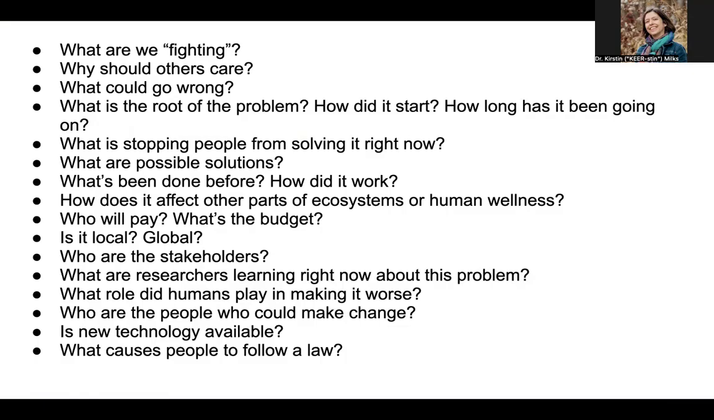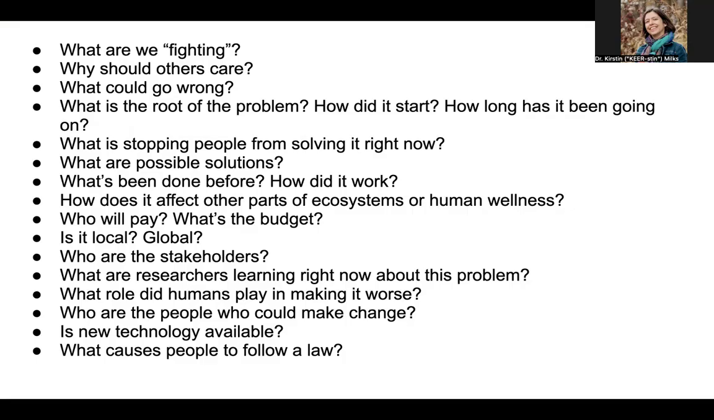I collected all of the problems for this project that we're going to return to in earnest tomorrow, and they're really interesting. Like, what are we fighting? Why should others care? What could go wrong? What's the root of the problem? How did it start? How long has it been going on? What is stopping people from solving it right now? What are possible solutions? What's been done before? How does it work? How does it affect other parts of ecosystems or human wellness?